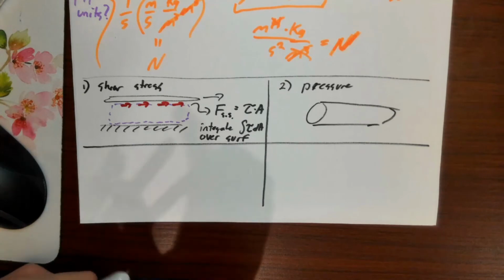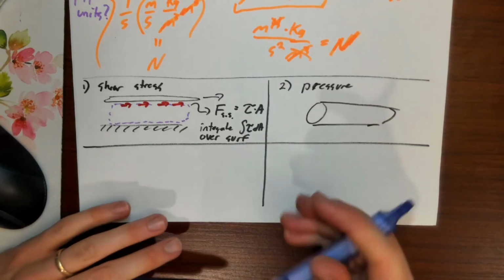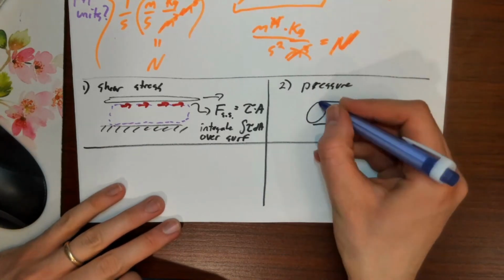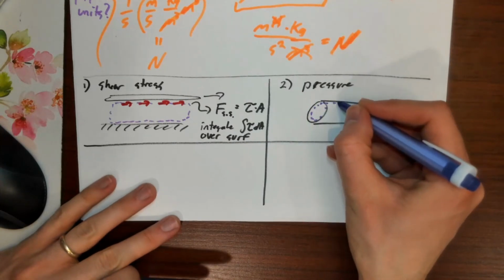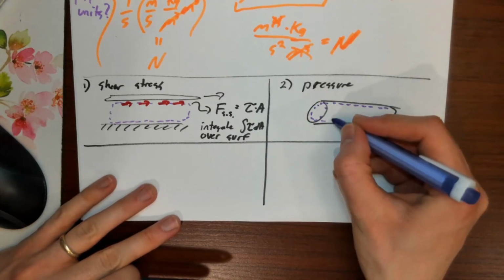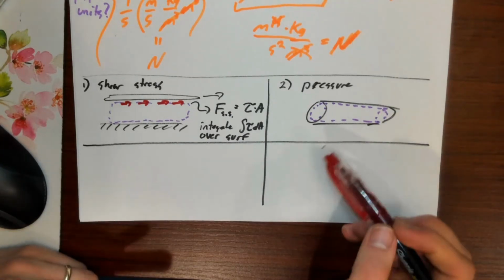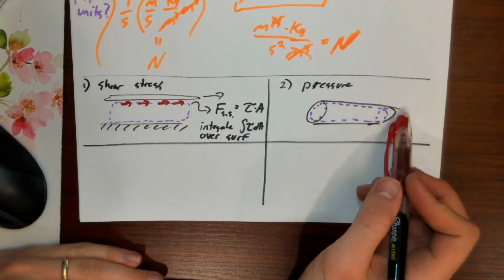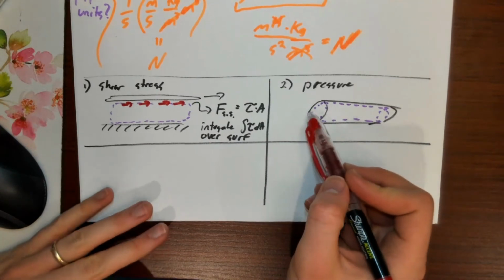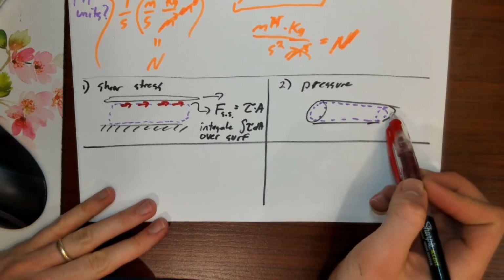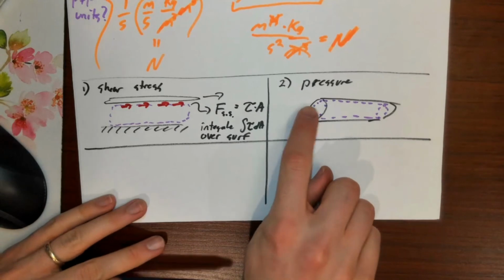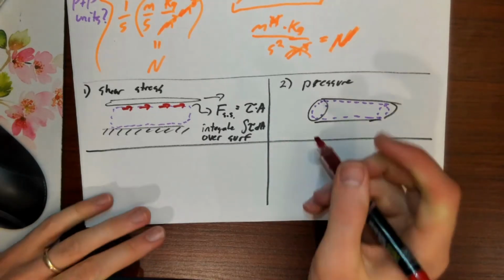Well, if I define my control volume to be just on the inside of this pipe right here, a lot of times if I'm flowing fluid through pipes, I'm going to need a higher upstream pressure than downstream pressure in the pipe in order to push that fluid through the pipe. So what's that going to look like?